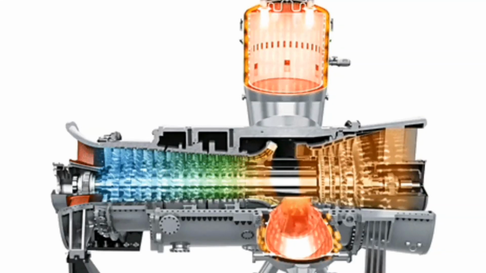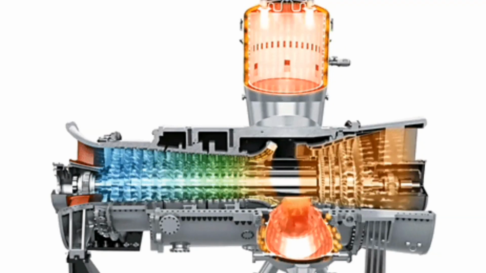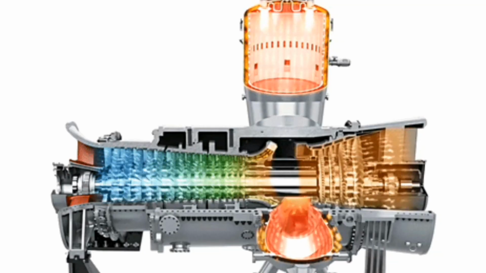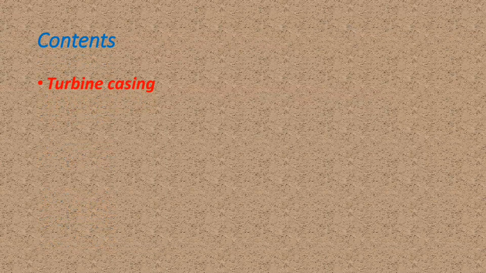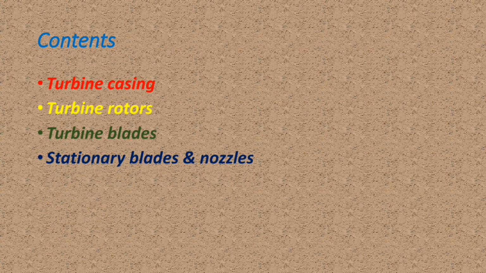In this video, we will discuss steam turbine basic parts. Steam turbines are widely used in power generation, refineries and petrochemical industries. We will discuss turbine casings, turbine rotors, turbine blades, stationary blades and nozzles, twisted blades and shrouds in this video. Other important parts of the turbine are turbine bearings, turbine seals, shaft seals, blade seals, turbine couplings, governor and lubrication system, which we will discuss in our next video.